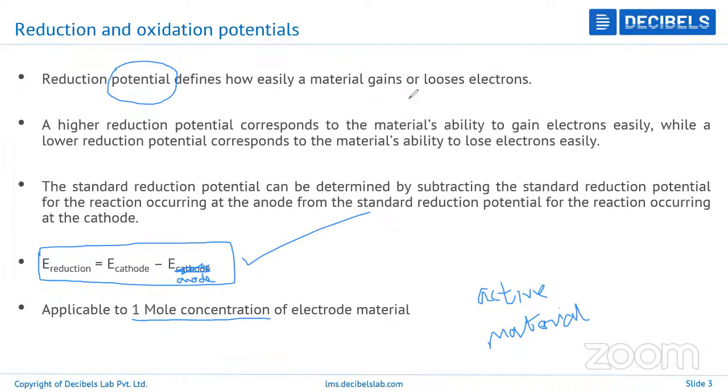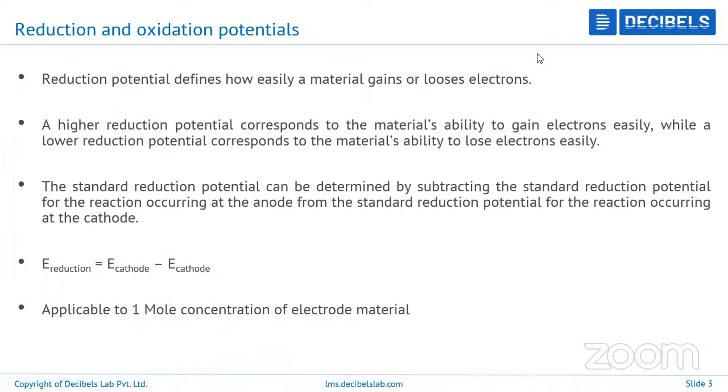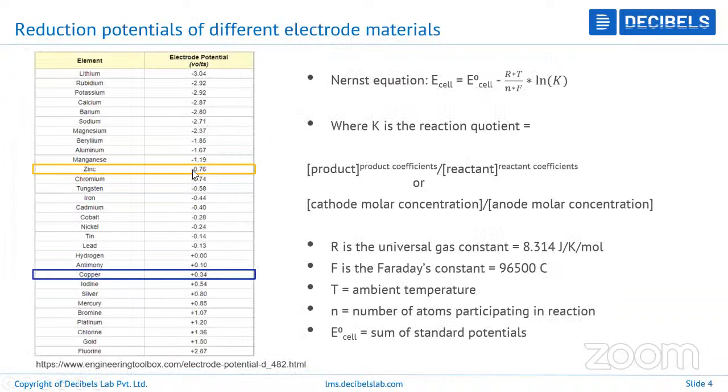Okay, so let's proceed to the next slide. On the left hand side, you can see what is called a standard reduction potential chart. This chart shows how easily a particular element can either accept or lose electrons during a chemical reaction, which is standardized at 25 degrees Celsius ambient temperature, at 1 bar atmosphere.